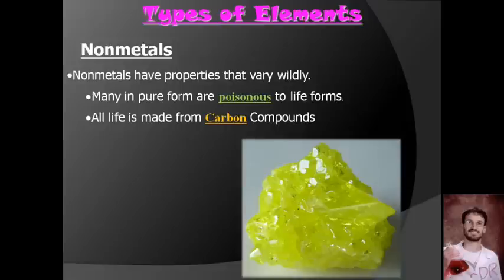Many of them, almost all of them, if you come across a pure sample of it, it would kill you. Many nonmetals are just poisonous, but one of the nonmetals is carbon, and that is what the structure of all life on Earth is based on. It is what makes Earth so special. If you take away the fact that Earth has water and none of the other planets do, there is so much carbon on this planet that life is built from it.